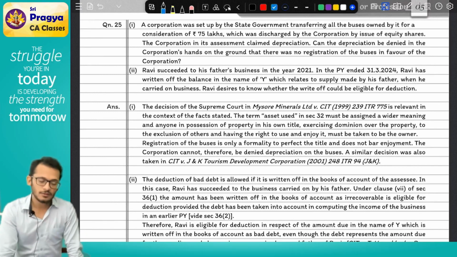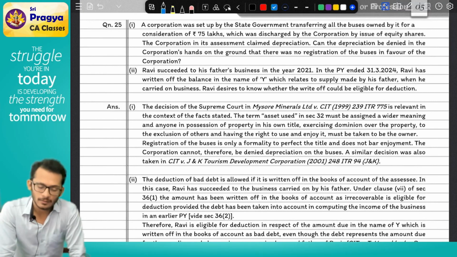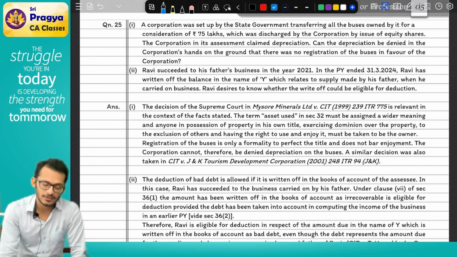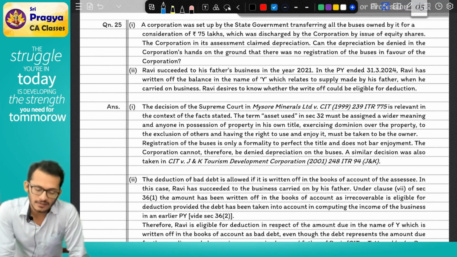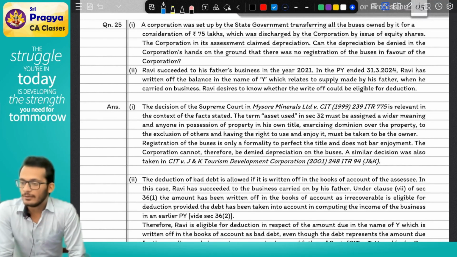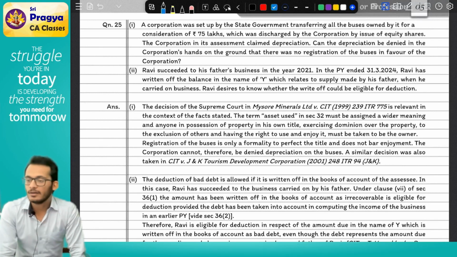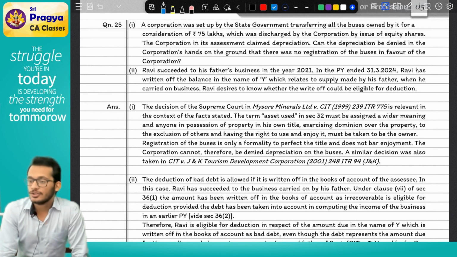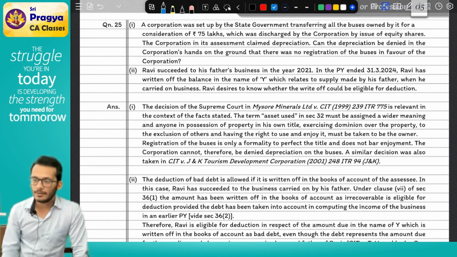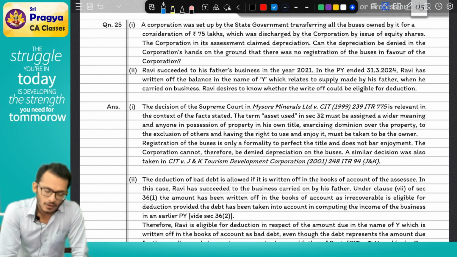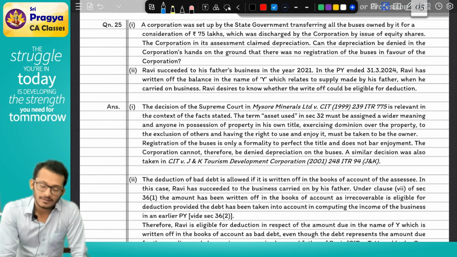A corporation was set up by the state government, transferring all the buses owned by it for a consideration of 75 lakhs, which was discharged by the corporation by issuing equity shares. So I have bought the buses of a corporation, and in exchange, I gave them shares. The entry would have been bus account debit to share capital account. The corporation in its assessment claimed depreciation.